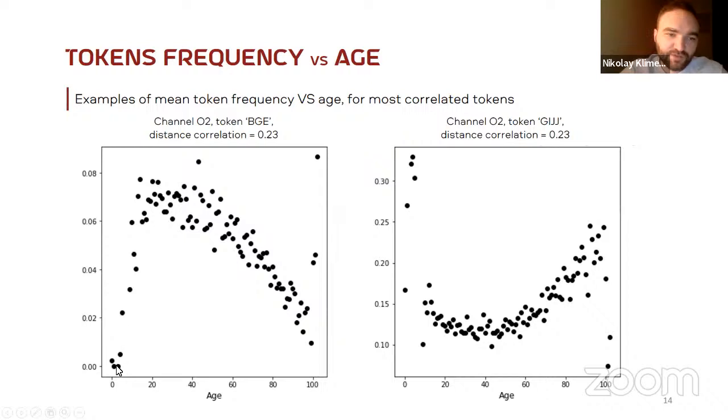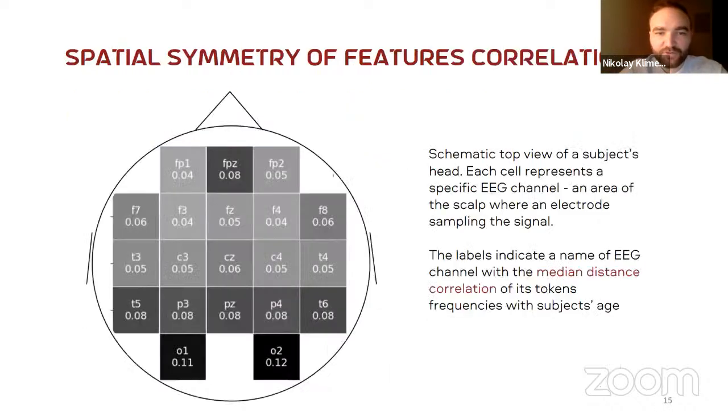For example, on the first plot, we see that the frequency of this token is rising with age to approximately 20 years, and then constantly declining to the age of 100. For the other token, the situation is different. Its frequency is falling to the age of 40 and then rising to 100. To interpret those tokens, we need more extensive expertise in neurophysiology to say what those tokens really mean in terms of health or neurophysiological phenomena.